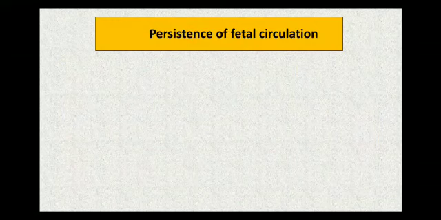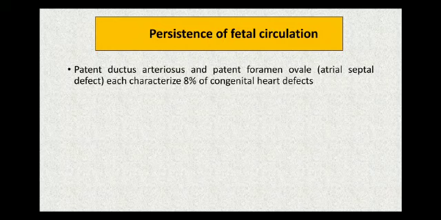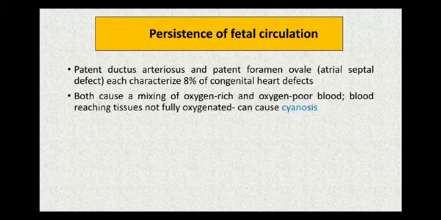Now what happens if the fetal circulation persists? Adult circulation didn't come. What will happen? Does it happen? Yes, in some cases it is seen. 8% of the congenital heart disease constitutes patent ductus arteriosus and patent foramen ovale. Okay, patent foramen ovale is also known as atrial septal defect, because both the atria are still communicating with one another. So what will happen? As a result of this, there will be mixing of oxygen rich and oxygen poor blood. So blood reaching the tissues will not be fully oxygenated.